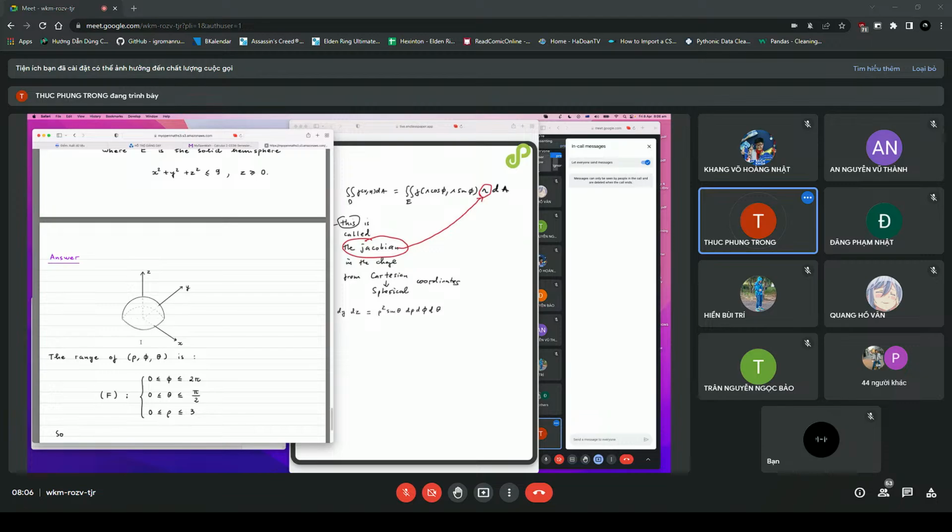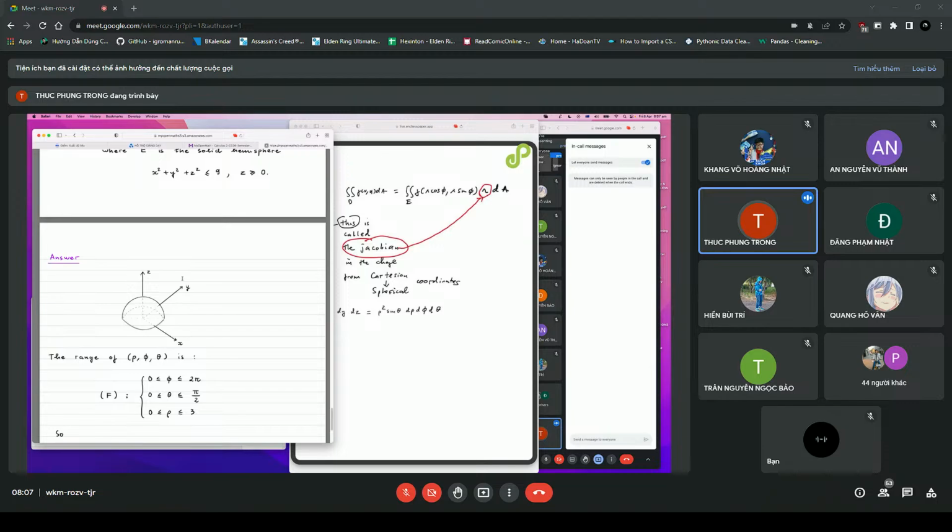Remember that in order to find the range of phi, we only need to find the projection of the whole solid onto the plane xOy and look at the range in polar coordinates of the projection. The projection in this example is the whole disk, so phi should be from 0 to 2 pi. If you want, you can write from minus pi to pi, still the same. Theta is between 0 and pi over 2, just because everything in here is above the plane xOy. And the last one, rho, is between 0 and 3.